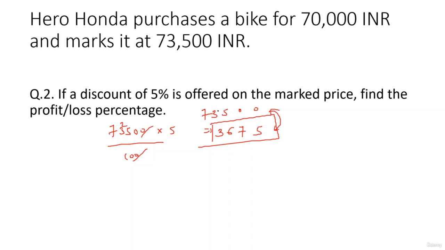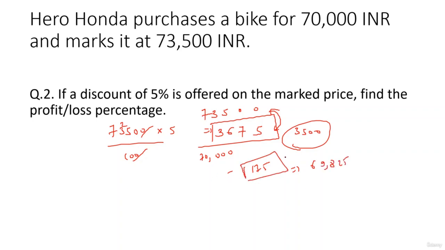When you subtract them, you will get your selling price. First of all, we subtract 3,500 from this, so 70,000 will remain. Now how much more do we have to subtract from 70,000? We have already subtracted 3,500, so what remains now is 175. So the selling price will be 175 less than 70,000, which is 69,825. Clearly, there is a loss of 175 rupees. So the loss value is 175.